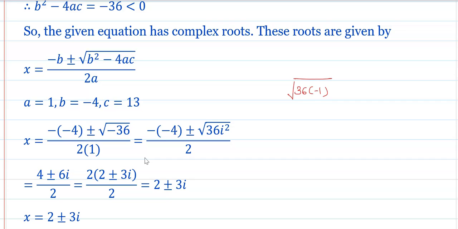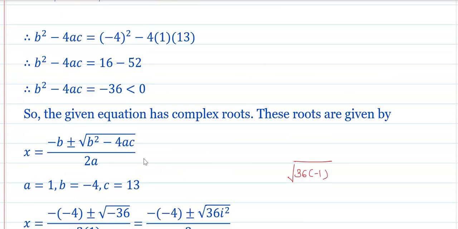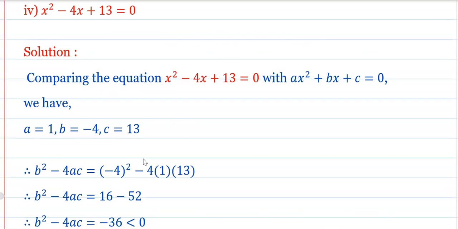Now we take 2 common from both. This 2 will get cancelled and therefore you will get x is equal to 2 plus or minus 3i, and hence the roots of the equation are x is equal to 2 plus 3i and 2 minus 3i. You can look at it again.